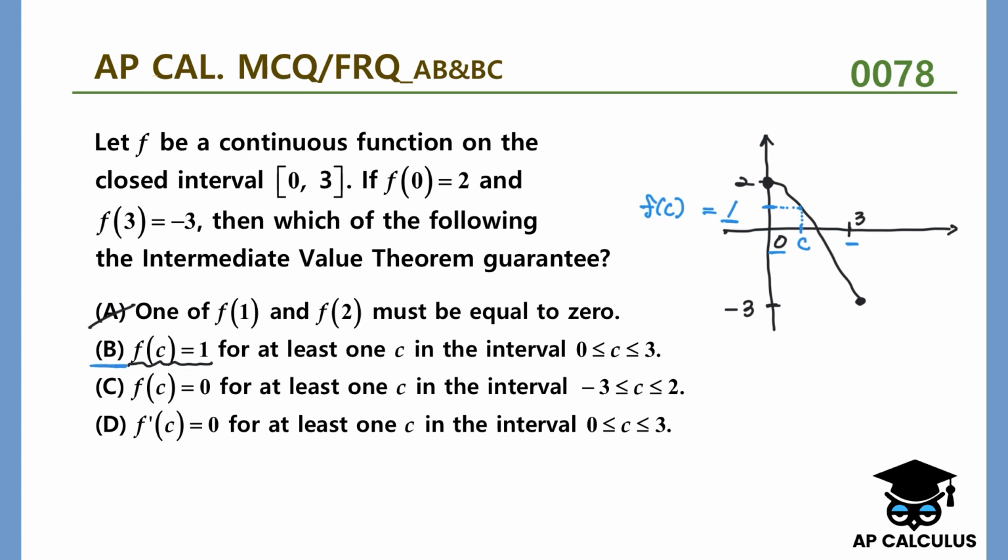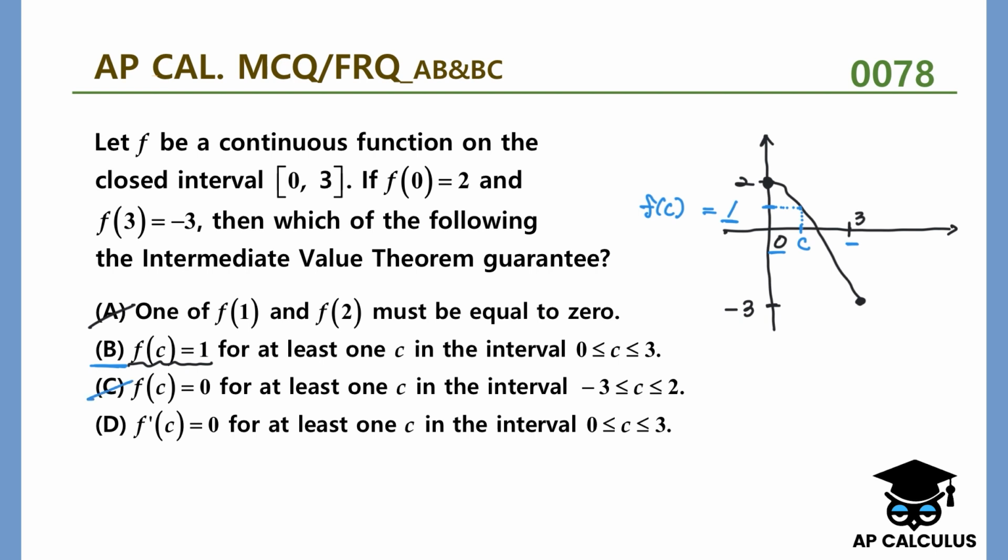C, f of c is equal to 0, y is equal to 0 for at least one c in the interval. But look at this interval. The interval is negative 3 and 2, right? If this interval is from 0 to 3, then C is a correct statement, right? Because this y is between negative 3 and 2, right? Does that make sense? Here, y is equal to 0, right? So C is true when this interval is from 0 to 3. Okay?